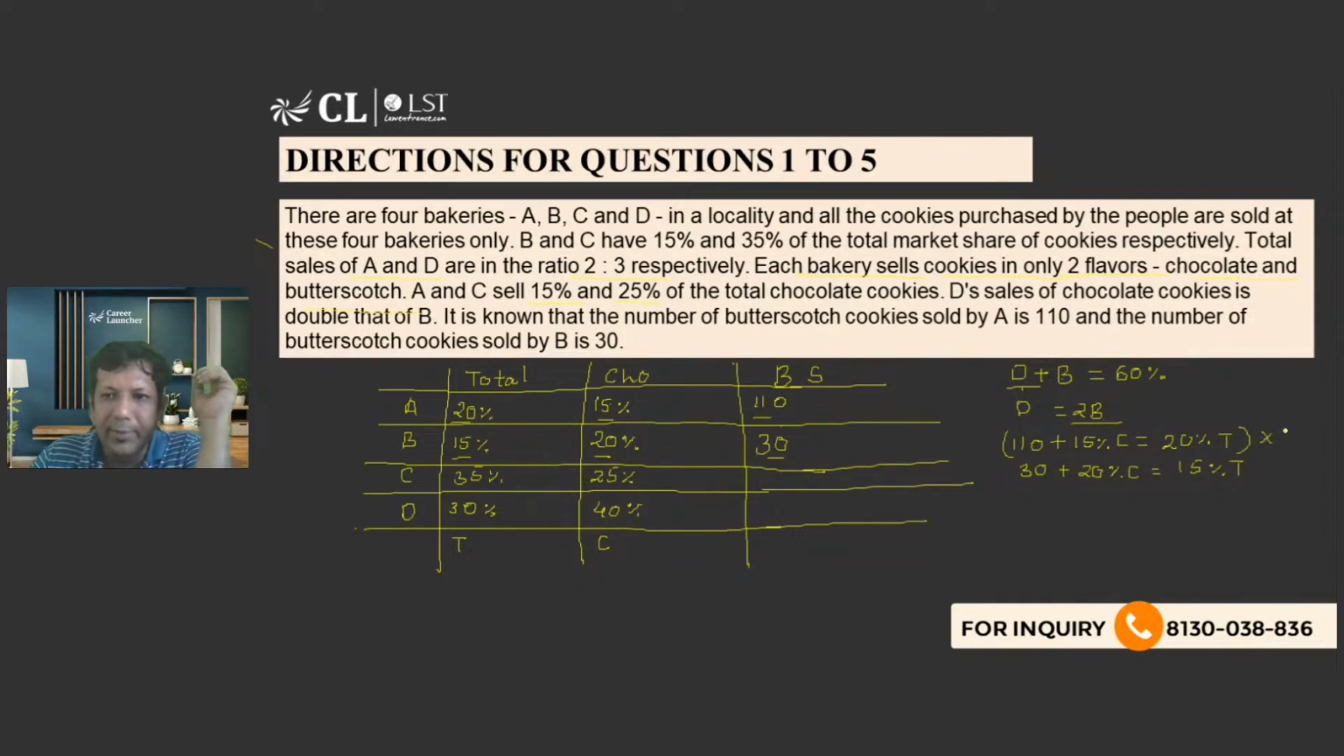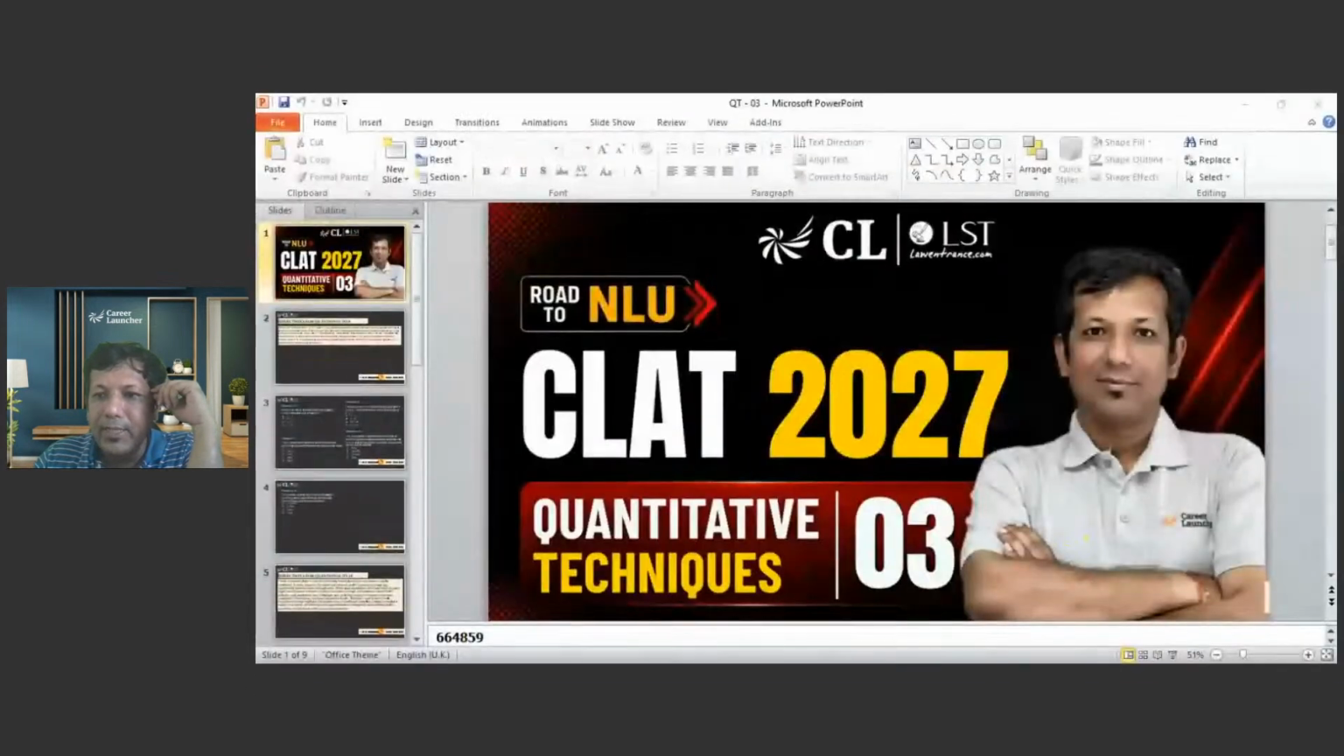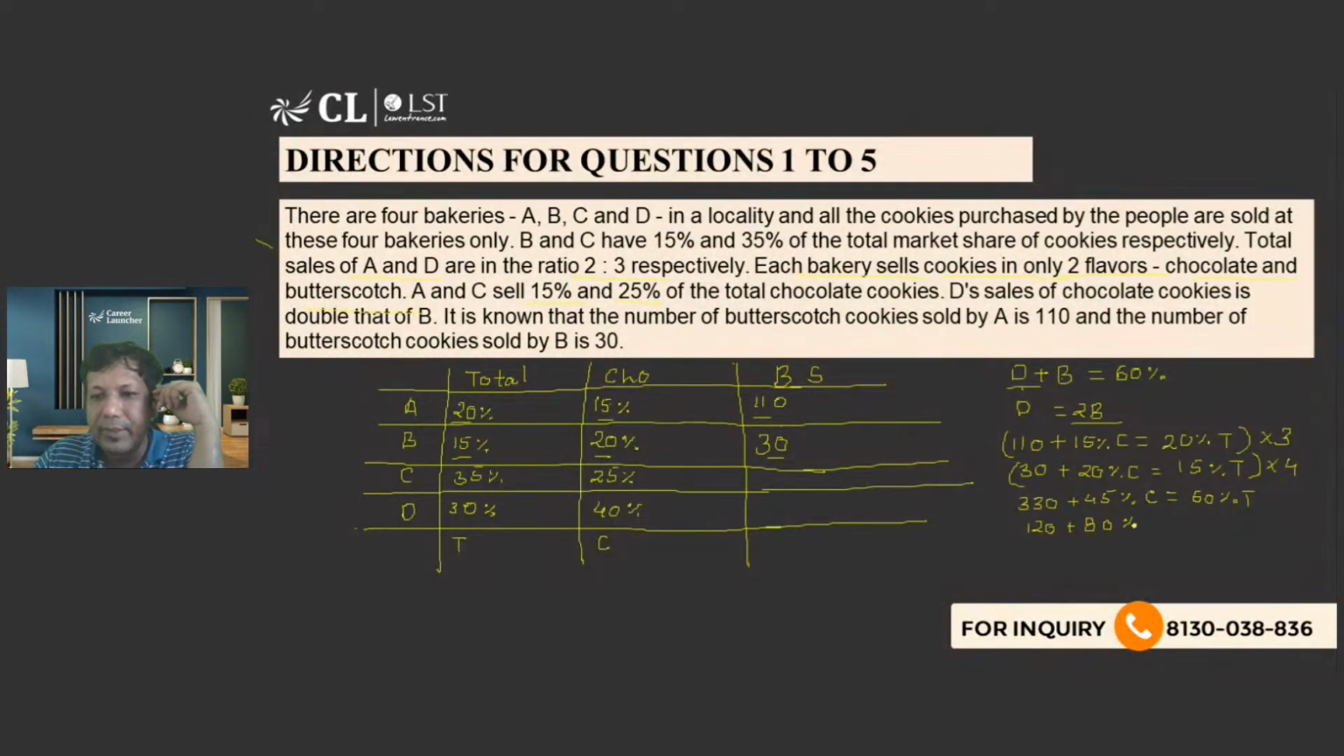Can I solve? Yes. I'm going to multiply this by 3 and this by 4. So what I will get, I will say 330 plus 45% of C is equal to 60% of total. And the second equation becomes 120 plus 80% of C, and that comes out to be 60% of total.